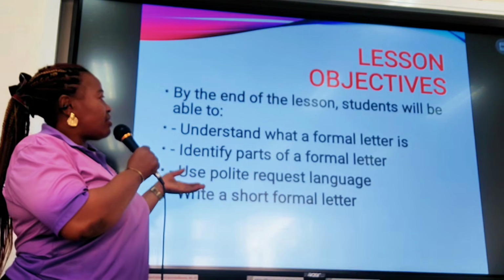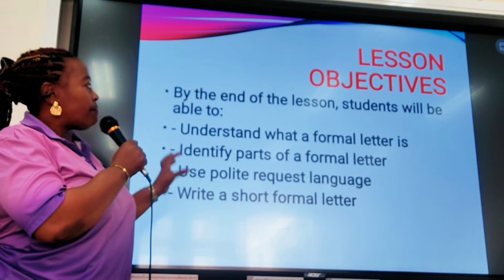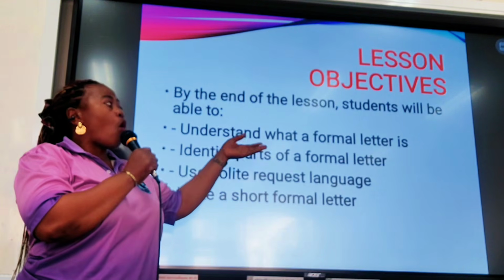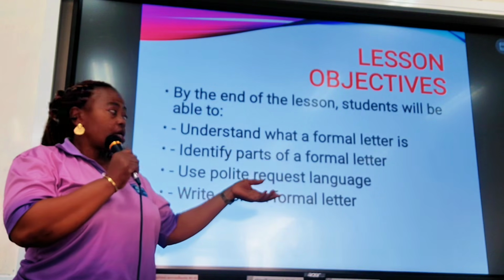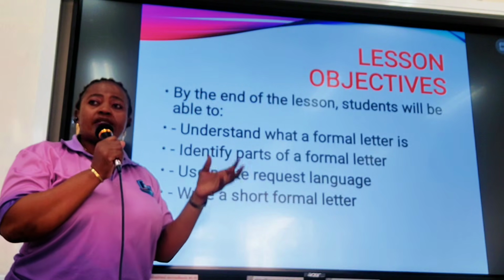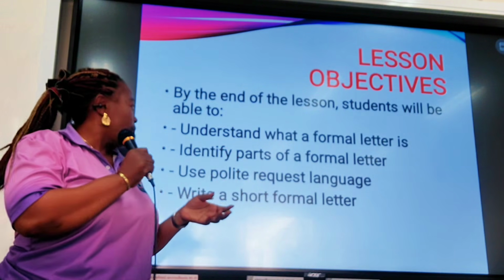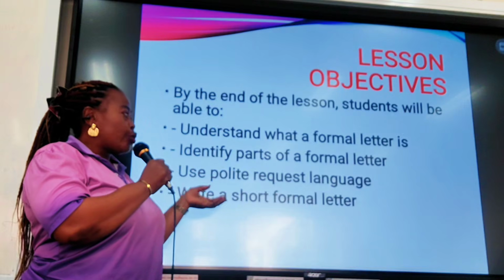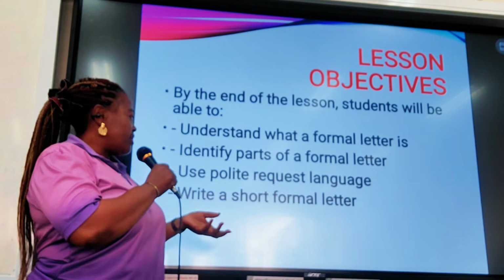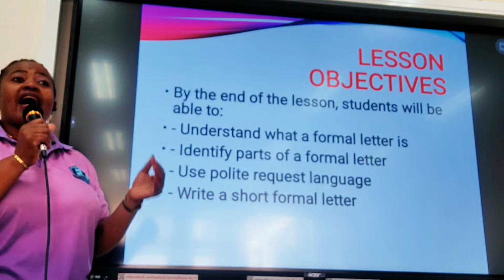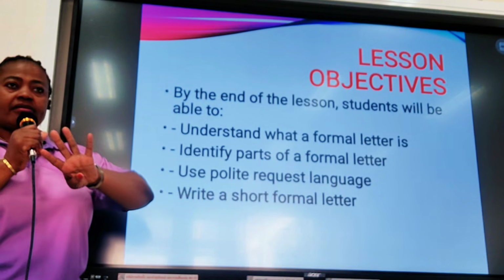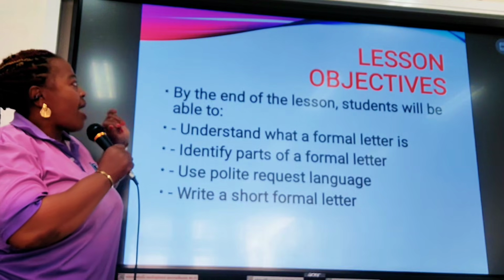The very first objective is that by the end of this lesson, you should be able to understand what a formal letter is. You should also identify the different parts of a formal letter. You should be able to use polite request language. And you should be able to write a short formal letter. So we have 4 objectives for this lesson.